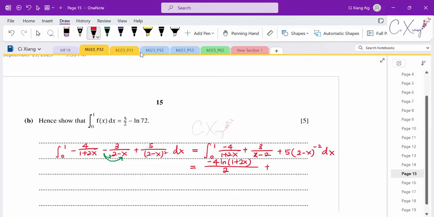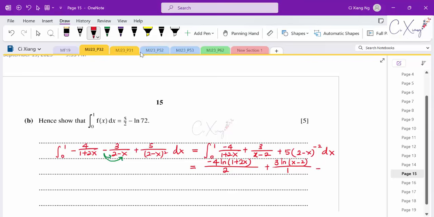After that, integrate the expression for the second term. 3 is a constant, therefore I just copy. And then integrate 1 over x minus 2. I will have ln of x minus 2, then divided by the differentiation of the bracket. Differentiate x minus 2, you get a 1. Therefore, you divide it by 1.